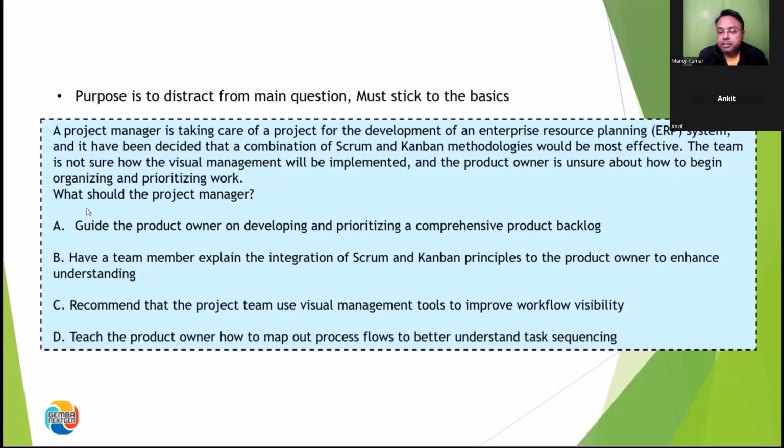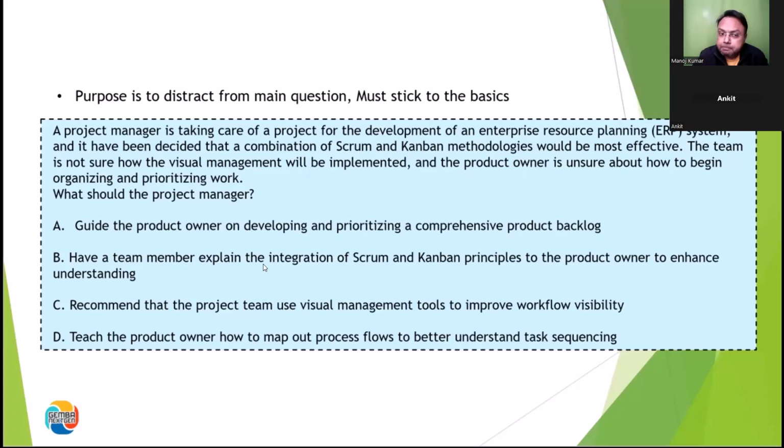See, remember this thing. A project manager, and especially an agile project manager, would always be a guide and a coach for anything and everything. So what is the main problem? First of all, the main problem is product owner is unsure about how to begin and organize prioritizing the work. So this is the problem and the exact solution to this is option number A.